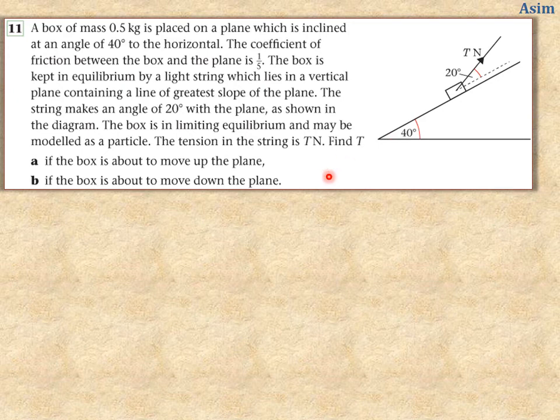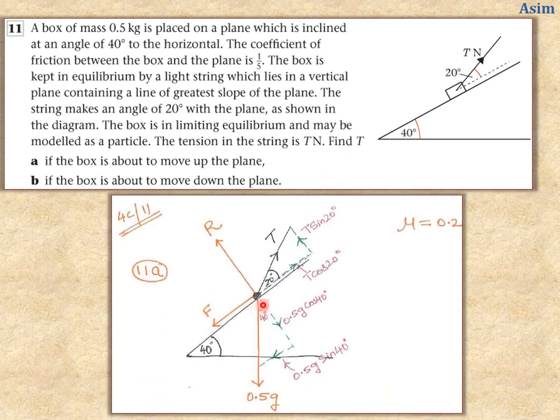You can pause your video, try to draw all the forces and the components. Okay, let's check. Because there is a surface, there will be a reaction force perpendicular. If it is about to move up the plane, the friction will be downwards. The weight will be downwards, mg. These are the two components of the weight, and this extra force T has two components. This 20, this is opposite, that's why sine 20, cos 20. This is 40, this one is opposite, that's why sine, this is adjacent, that's why cos. We know mu. Let us form all the equations.